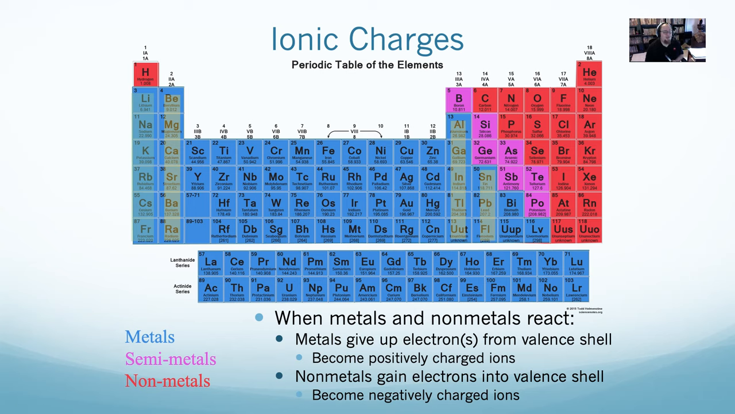Nonmetals, on the other hand, don't dump electrons, they gain electrons. They'll gain however many electrons they need to hit that eight number. And so they'll get a negative charge because they have extra electrons.